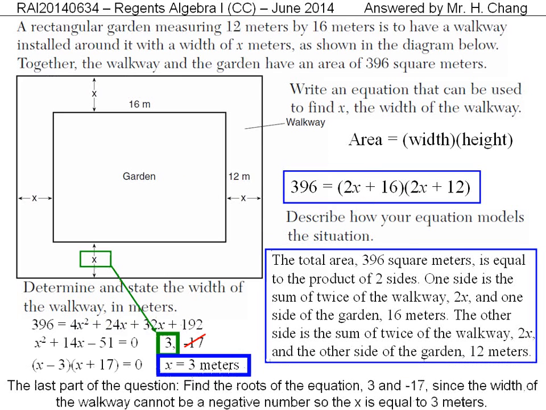The last part of the question. Find the roots of the equation, 3 and -17. Since the width of the walkway cannot be a negative number, x is equal to 3 meters.